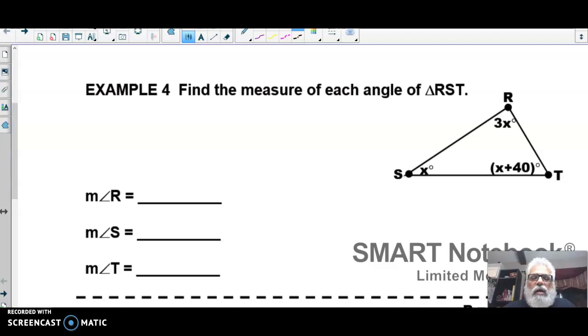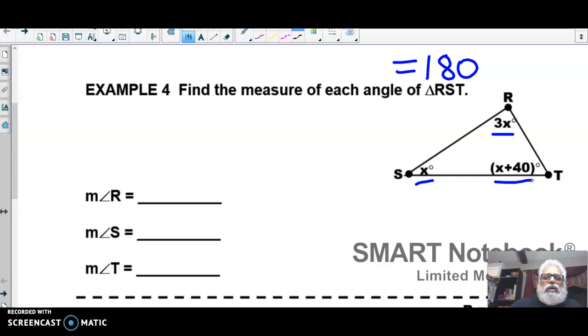Okay, to solve this problem of the interior angles of a triangle, you've got to know that all three angles, when I add them up, are going to equal 180. So the interior angles always add up to 180. So in this particular problem, I'm going to just take all three angles, x, 3x, and x plus 4, add them up, and set them equal to 180.